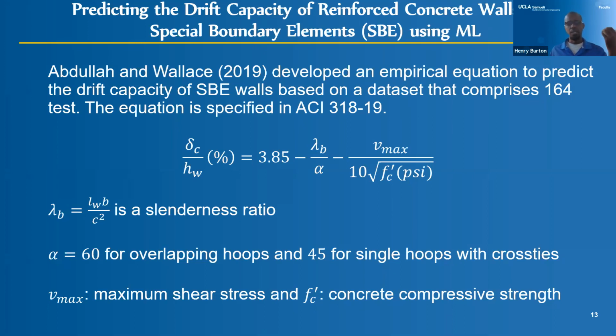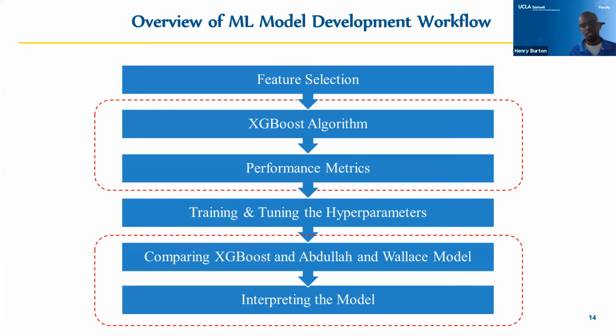And actually, this particular step, what I'm going to talk about, Professor Wallace is also involved in this work. So this slide gives an overview of the workflow for the development of the machine learning model. A lot of these steps are applicable to developing machine learning models in general. So selecting your features, selecting which algorithm you're going to use. In this case, we use an algorithm called extreme gradient boosting, or XGBoost.